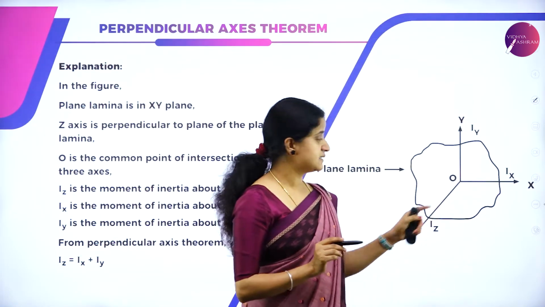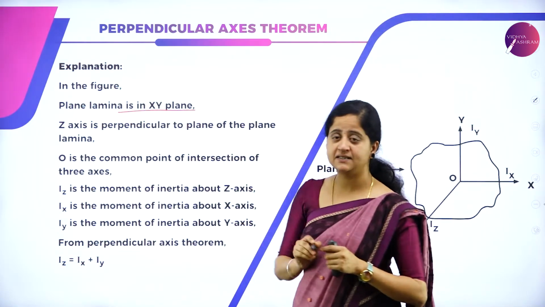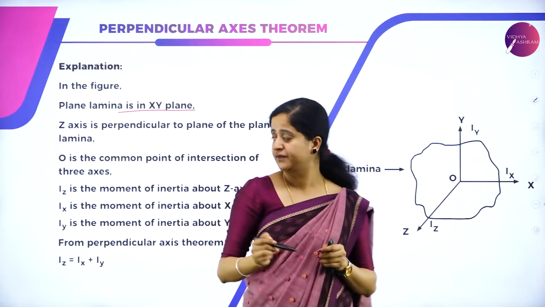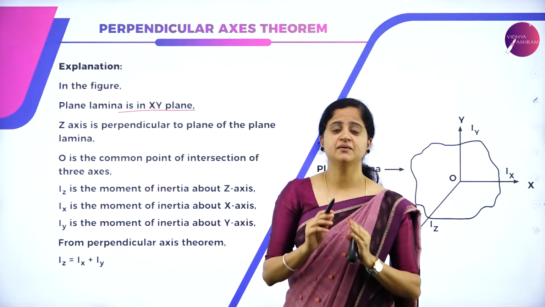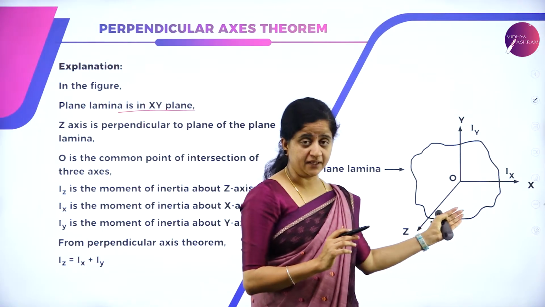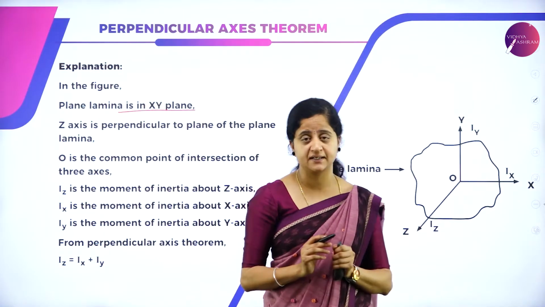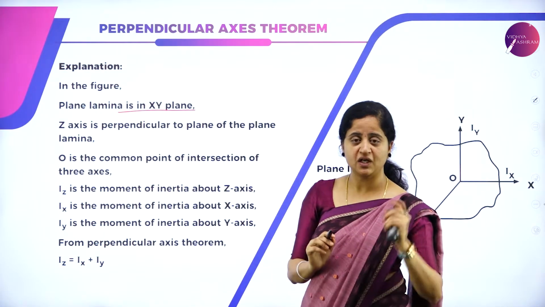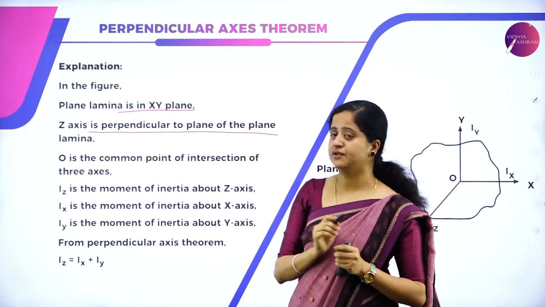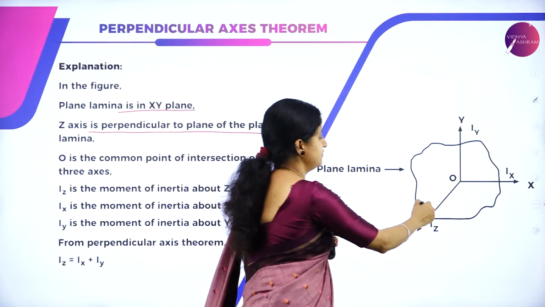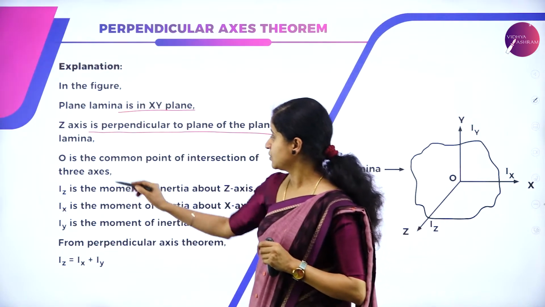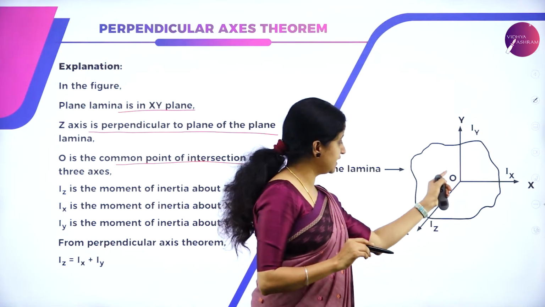So in the figure, as I told you, the plane lamina is in the xy plane. So the plane lamina we considered is in the xy plane. Now I have to write the moment of inertia for the z axis. The plane lamina lies in the xy plane. I have to find the moment of inertia along the z axis. So how to write the expression along z? That is what we have to understand. So the z axis is perpendicular to the plane of the lamina. So if this is a plane lamina, z is the perpendicular axis to the plane. So O is the common point of intersection of the three axes.